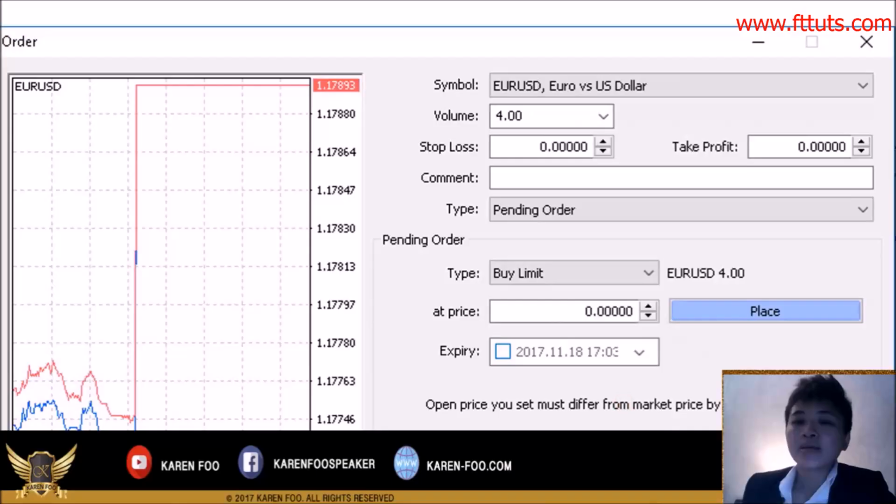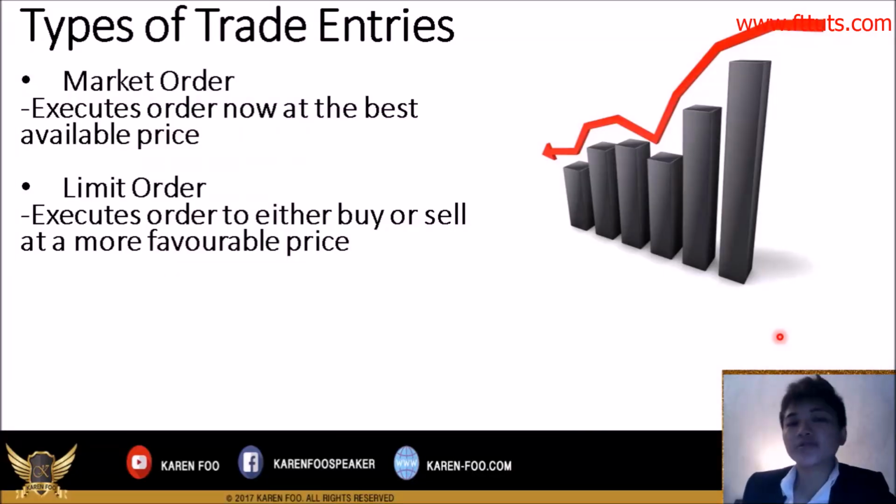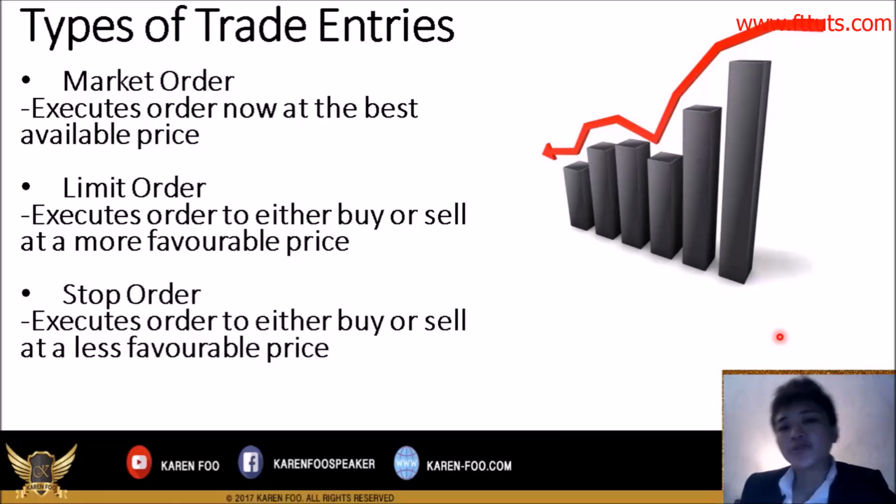If you are a day trader, you might not want to hold your trade until tomorrow night. If you're more of a swing trader or position trader, then you can set this time frame a little bit longer. Aside from these two orders, there's also another type of order, which is the stop order. To put it simply, it is just the opposite of limit orders. It allows you to execute the order to either buy or sell at a less favorable price.